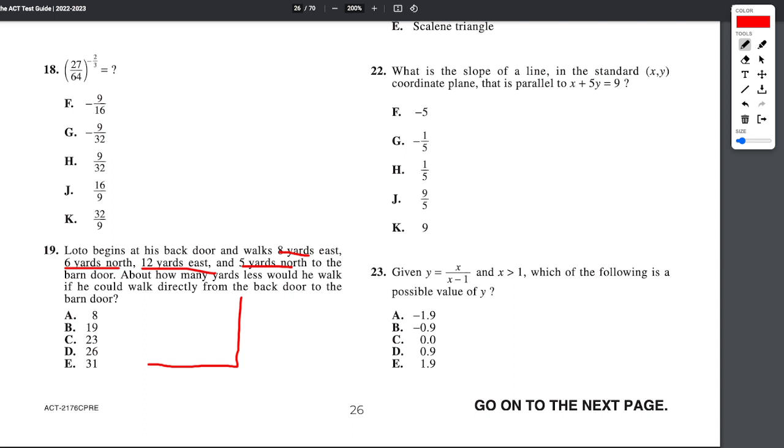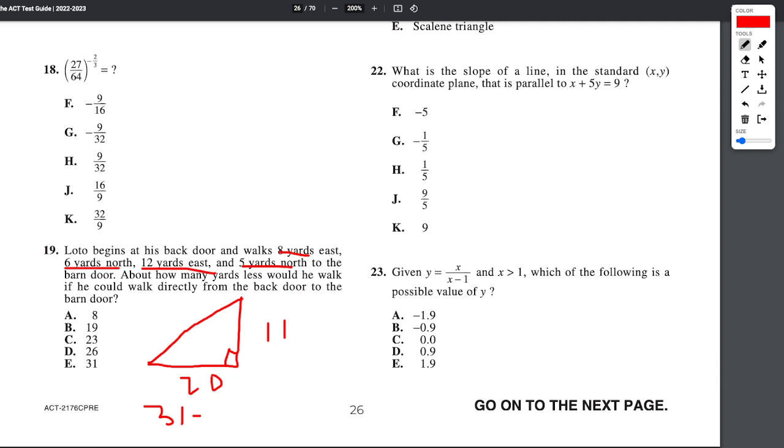So the total distance he traveled is what? 8, 6, 12, 5. Okay, so the total distance is 31, and we'll subtract the direct distance, which we're going to calculate right now. So we're going to make a right triangle. And to the best of my abilities, I'm making one. How many yards east did he travel? Well, he went 8 and 12, so this is 20. How many yards north did he travel? Well, he went 6 and 5, that's 11.